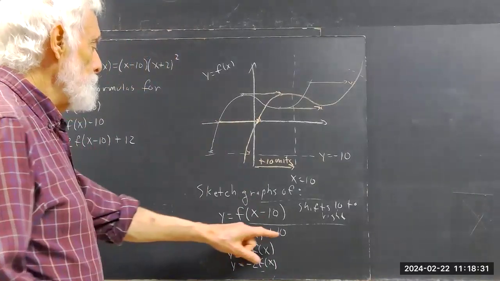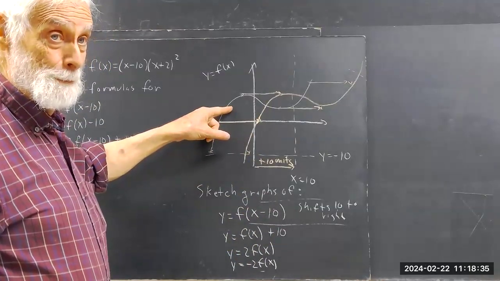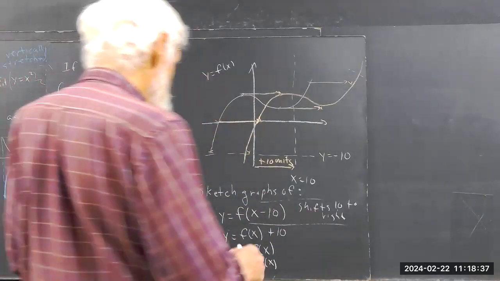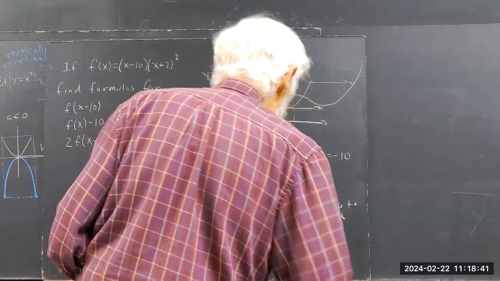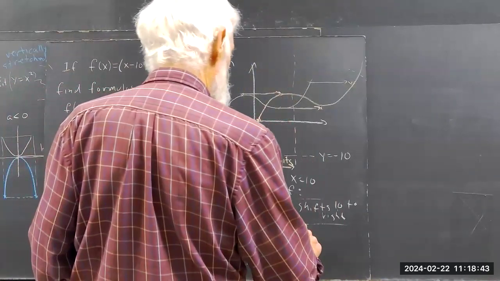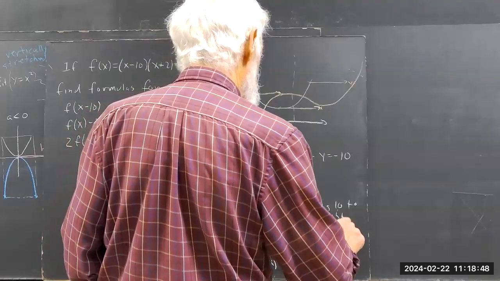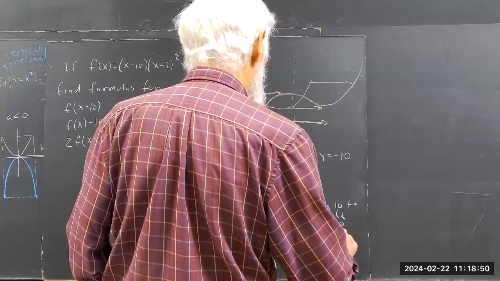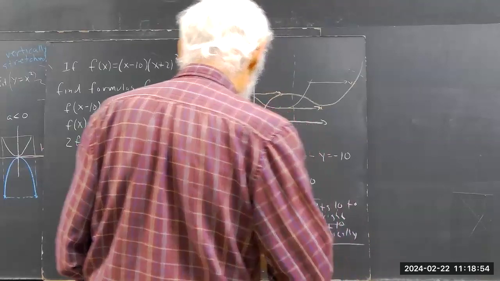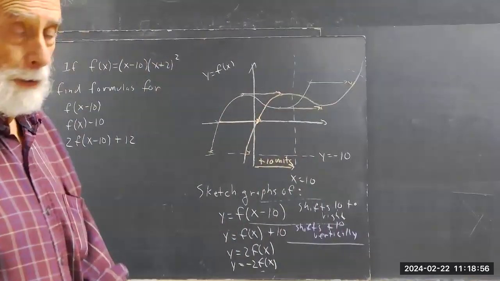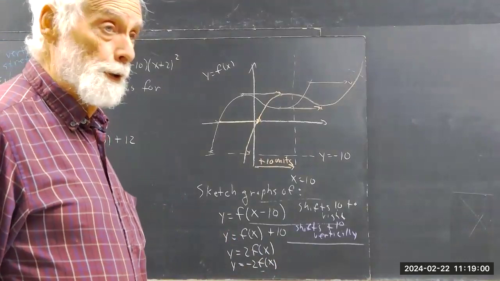Okay. Now, if we do f of x plus 10, well, every y value is going to be 10 more than it was for f of x, right? So, oh, where's my chalk? Okay. We use this color. It's 10 units vertically.